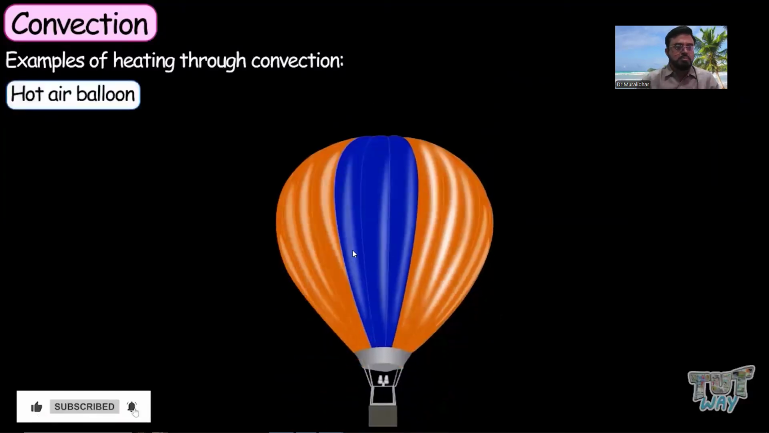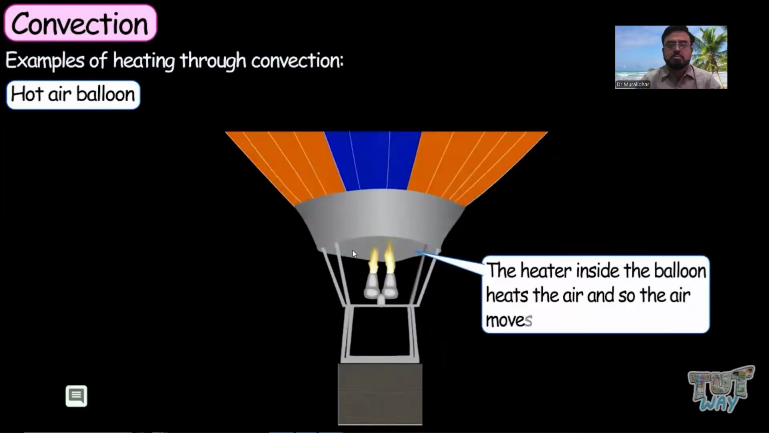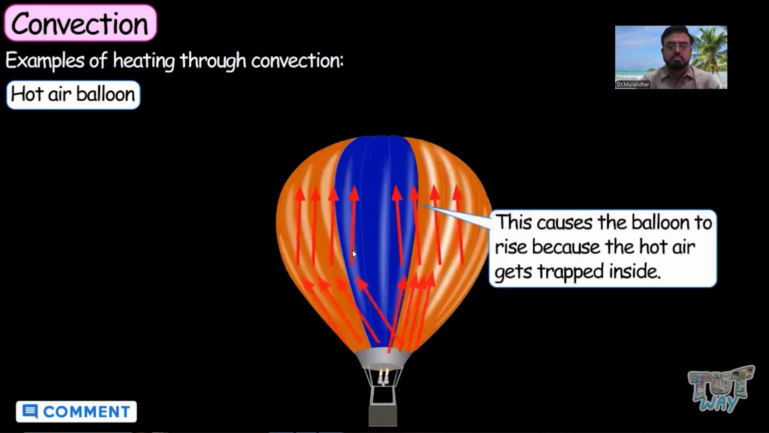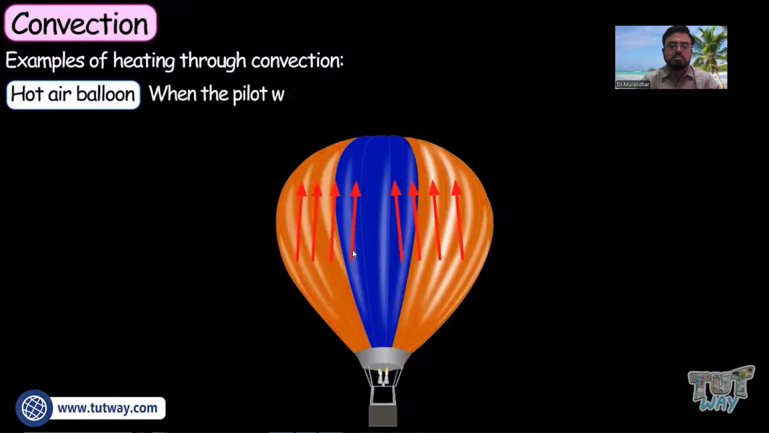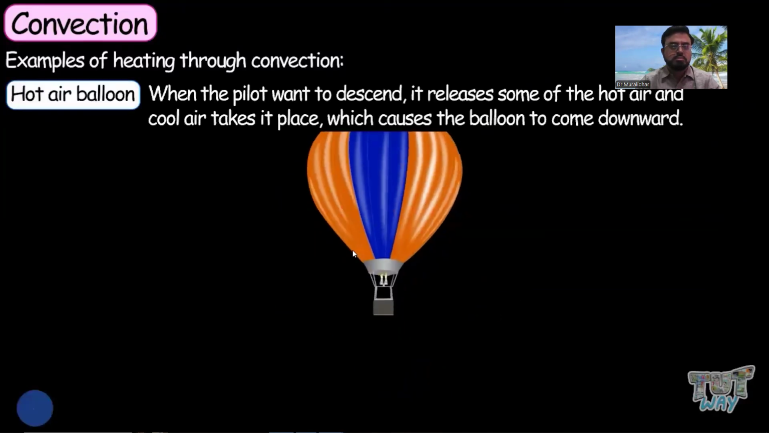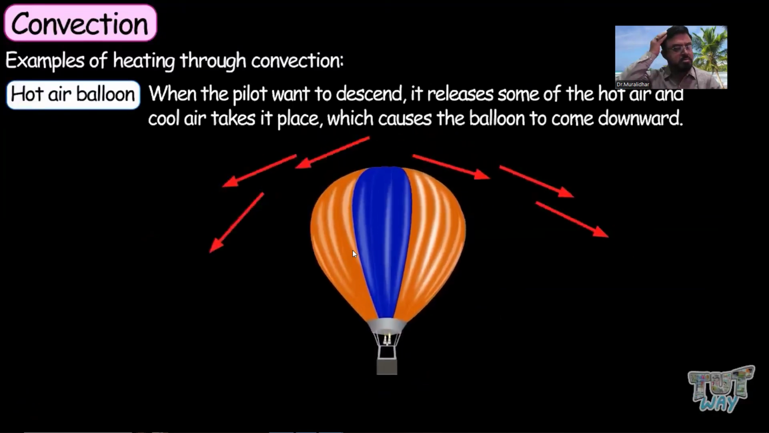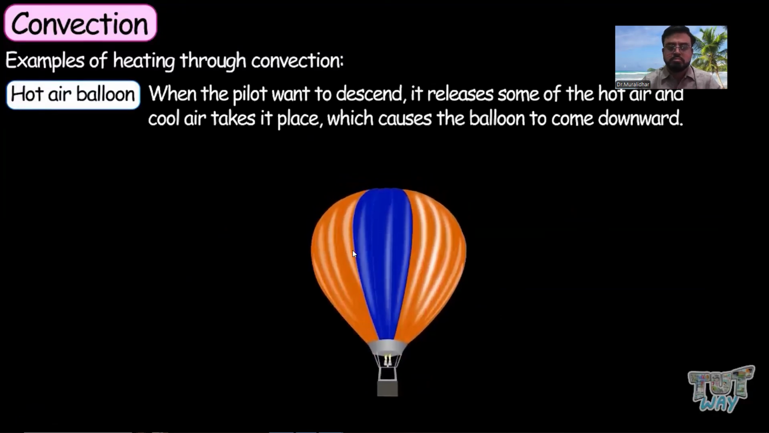Hot air balloons are also examples of heat transfer through convection, as a heater inside the balloon heats the air and so the air moves upwards. This causes the balloon to rise because the hot air gets trapped inside. And when the pilot wants to descend, he releases some of the hot air, and cool air takes its place, which causes the balloon to come downwards.